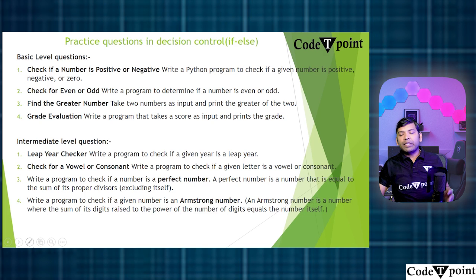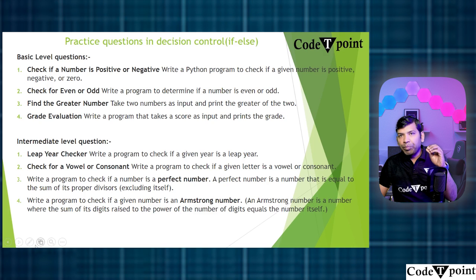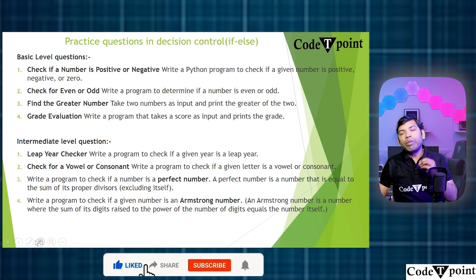Very first question is, check if a number is positive or negative. Write a Python program to check if a given number is positive, negative, or zero. So this is a basic level question. We will start writing one by one and see how we can proceed ahead. So let's go into the Jupyter notebook and start writing the code.